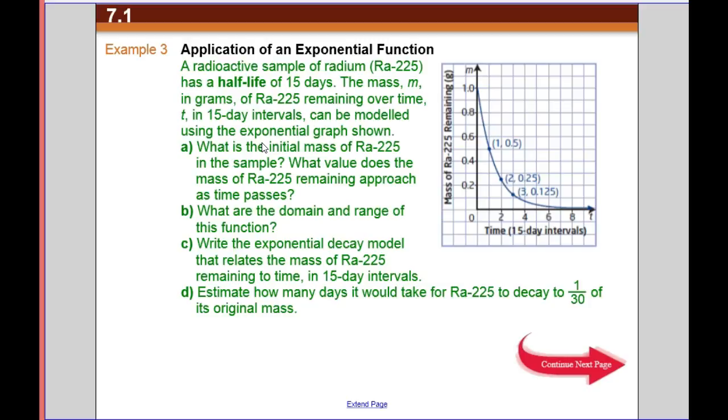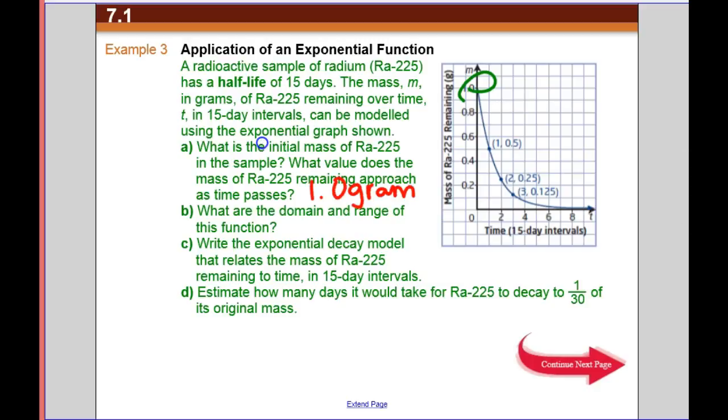The mass m in grams of Ra-225 remaining over time t in 15-day intervals can be modeled using the exponential graph shown. What is the initial mass of the Ra-225 in the sample? What value does the mass of Ra-225 remaining approach as time passes? Okay, so what is the initial mass? If you look, the picture starts at 1.0, and that's in grams. So the initial mass would be 1.0 grams.